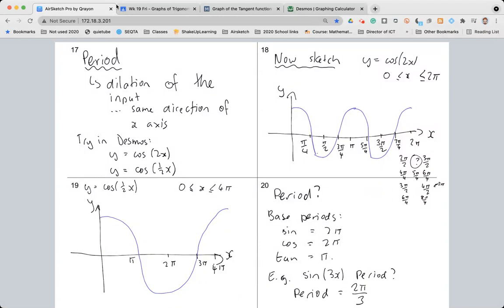I'm going to run out of slide parts, but that's okay. So it's a big blank screen. So if I had the tan of 5x, like so, then the period would be pi, because that's the base length, and I'm going to divide it by 5. So the new period would be pi on 5. Okay, and it would repeat 5 times within pi.